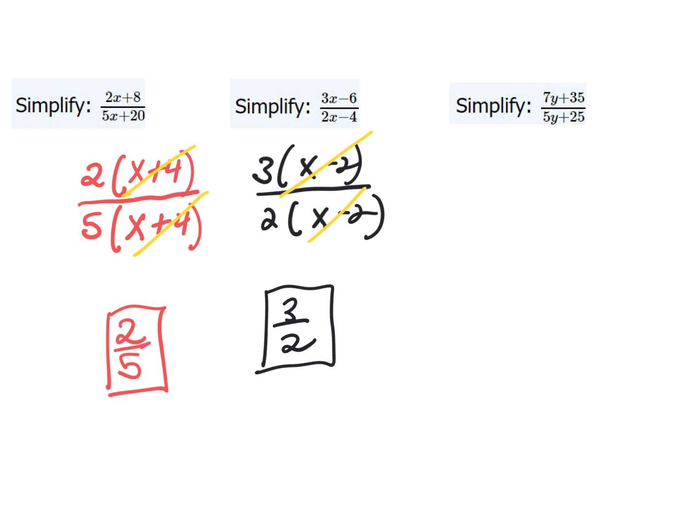And then the last one of this type, I'm going to start with the numerator here and take out a GCF of 7. That will leave me with y plus 5. In our denominator, I'm going to take out a GCF of 5. That'll leave me with a y plus 5. If we look then, we can see that we have those expressions that are the same, and they will cancel out, and that will leave me with a 7/5.